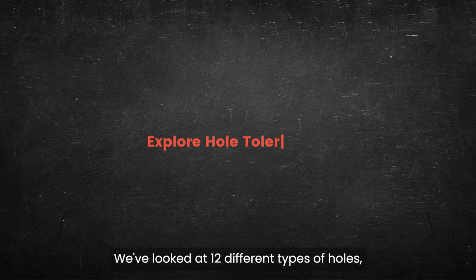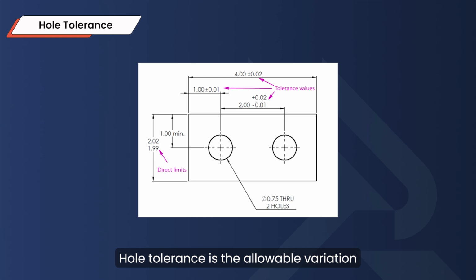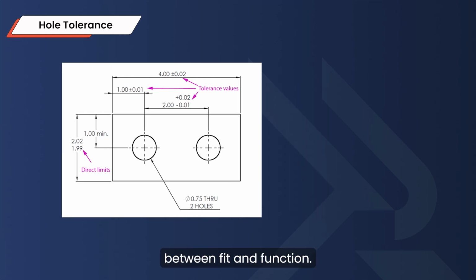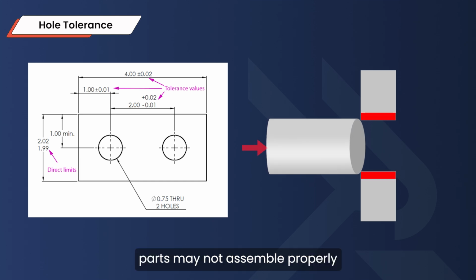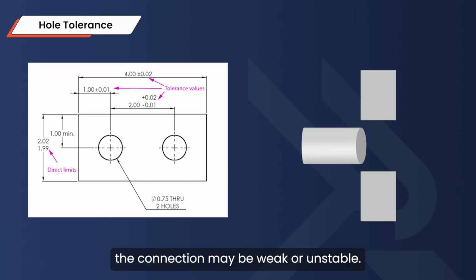We've looked at 12 different types of holes. Now let's go deeper into the hole tolerance. Hole tolerance is the allowable variation in the hole's size to ensure the right balance between fit and function. If a hole is too small, parts may not assemble properly or require excessive force. If it's too large, the connection may be weak or unstable.